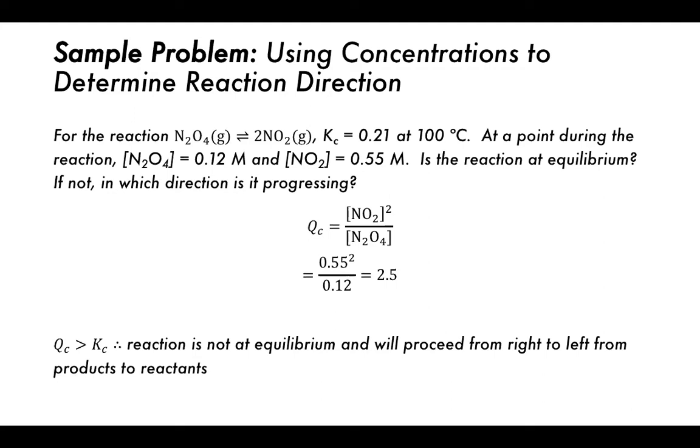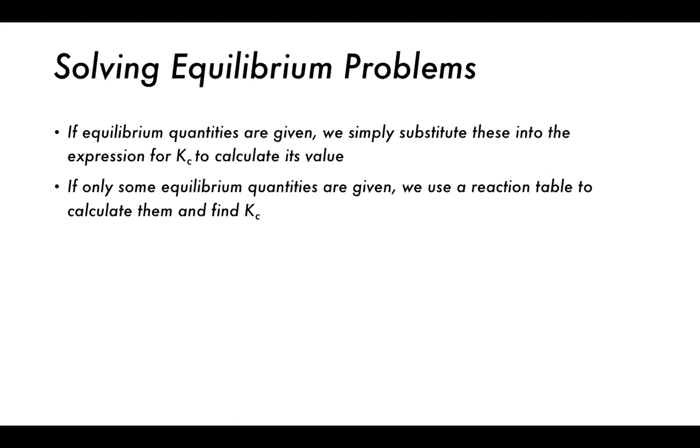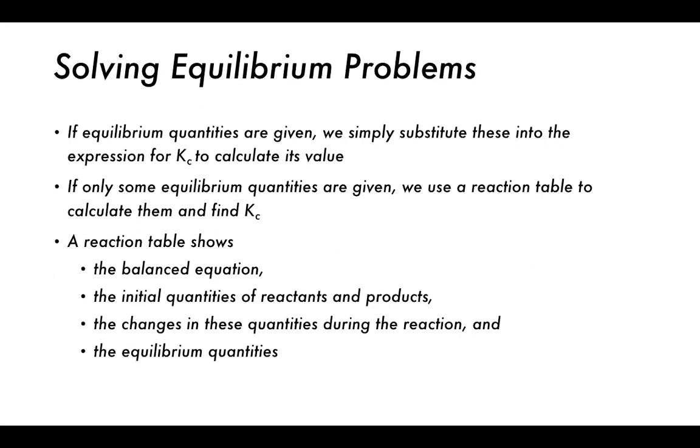So, solving equilibrium problems: if equilibrium quantities are given, we simply substitute these into the expression for Kc to calculate its value. And if only some equilibrium quantities are given, we use a reaction table to calculate them and find Kc. Reaction tables are really useful. We've seen some uses of those, and we will see a lot of use for those in the future whenever we deal with acids and bases. In acid-base chemistry, especially for weak acids and bases, reaction tables are very important.